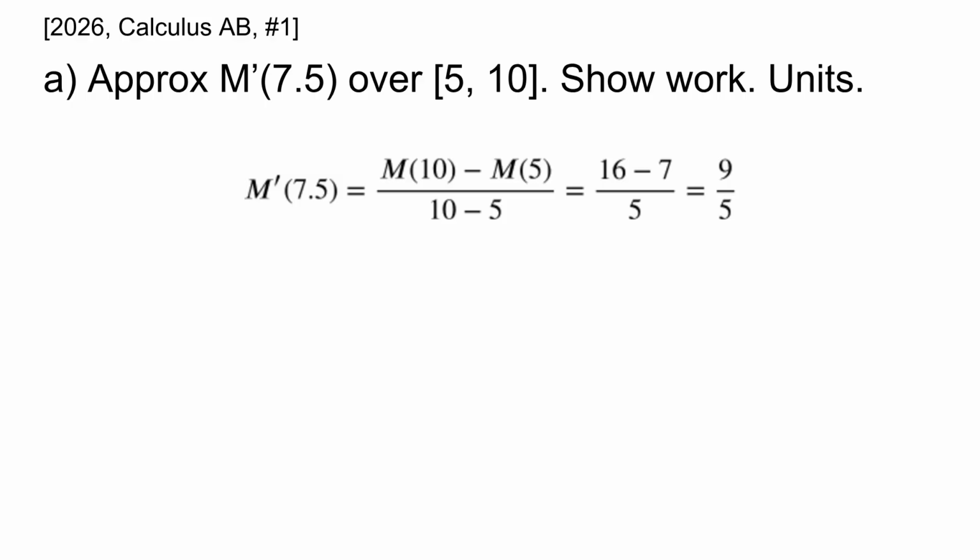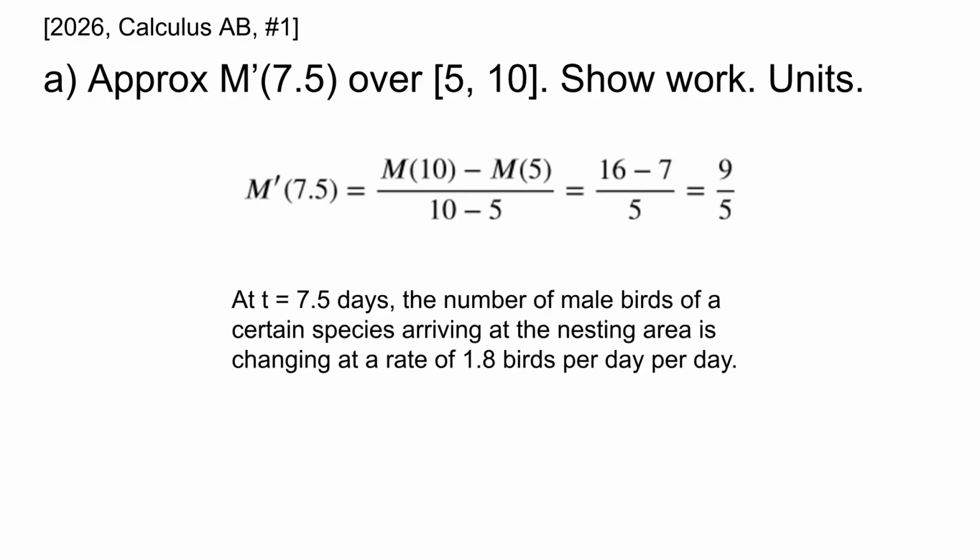Using the average rate of change formula to approximate m prime of 7.5 over the interval from 5 to 10, we get m of 10 minus m of 5, all over 10 minus 5, which gets us 16 minus 7, all over 5, which is 9/5. So at t equals 7.5 days, the number of male birds of the certain species arriving at the nesting area is changing at a rate of 1.8 birds per day per day.